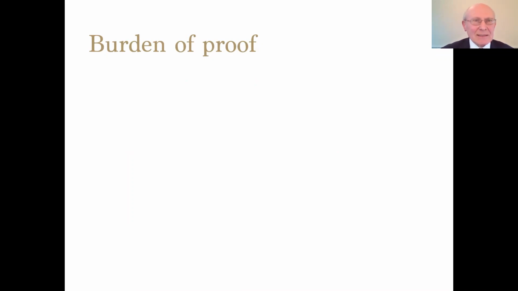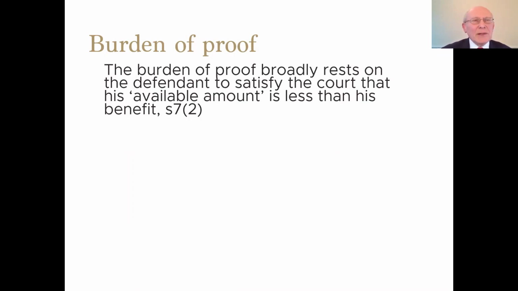Let's talk about hidden assets and the burden of proof. The burden of proof broadly rests on the defendant to satisfy the court that his available amount is less than his benefit. And if you look at subsection 2 of section 7, it says, if the defendant satisfies the court, so that places the burden on the defendant. It's understandably not the job of the prosecutor to go chasing around the country trying to find what my assets might be if I'm a convicted defendant.